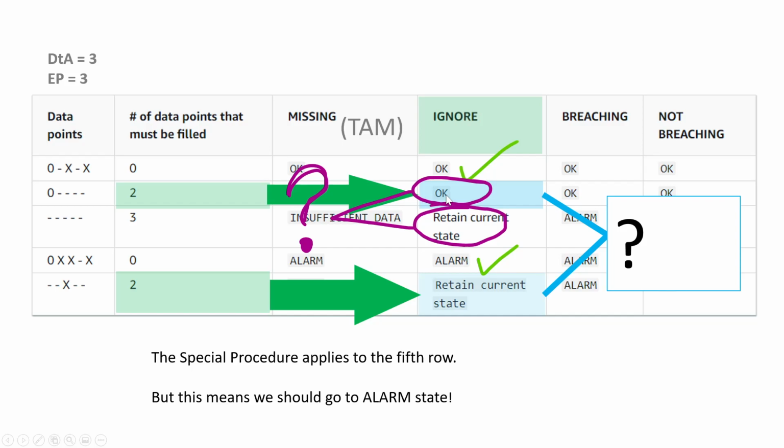Now you might be thinking, I thought the rule was you defer to the previous state. So did I. If that's the case, they should have written retain current state there. Here we've got no data at all, and they have written retain current state. But why is it that as soon as we have 1, 0 here, one data point which is non-breaching, it's OK rather than retain the current state? Okay, neither row has an evaluation period. We don't have 3 data points to play with in both of these purple circles, right? So I cannot fully understand the behavior of the ignore course of action.